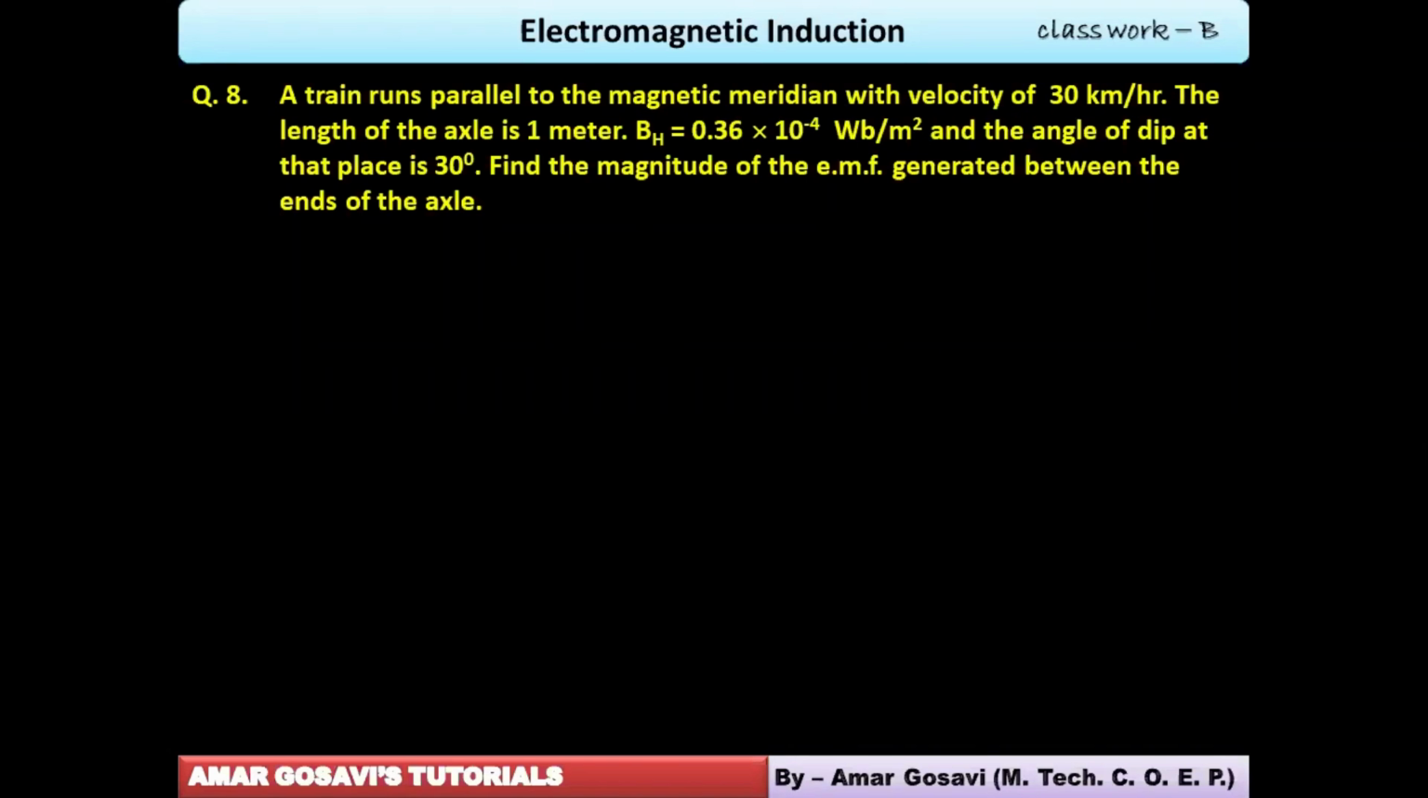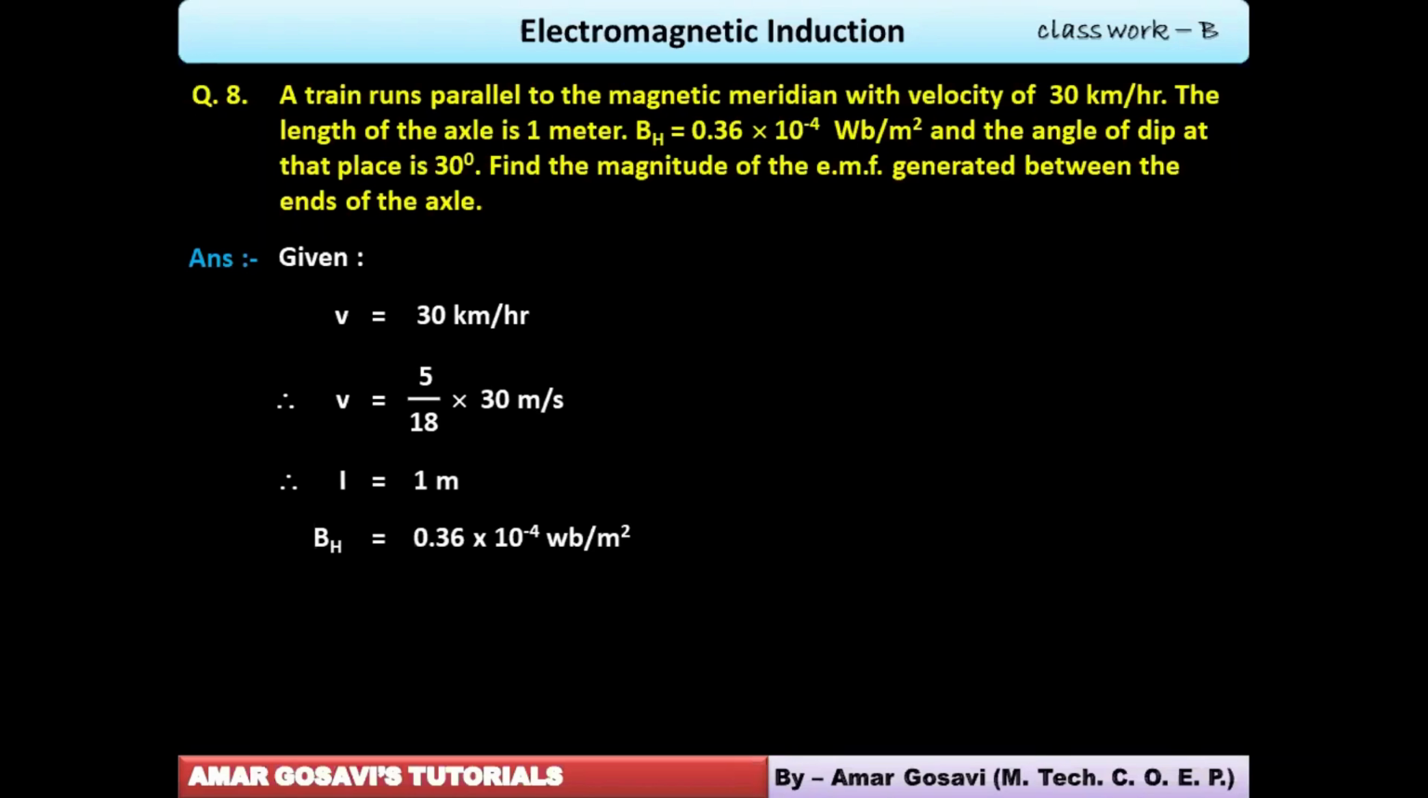So here the concept of angle of dip will also come into the picture. The procedure is more or less the same. The velocity given to you as 30 kmph, you convert it into meter per second. So this is the factor which you're going to use. The length is 1 meter. The horizontal component is given to you as 0.36 into 10 raised to minus 4. The angle of dip is given to you as 30 degrees. You're supposed to find out the EMF. Please make a note of it before we move towards the discussion of the solution.